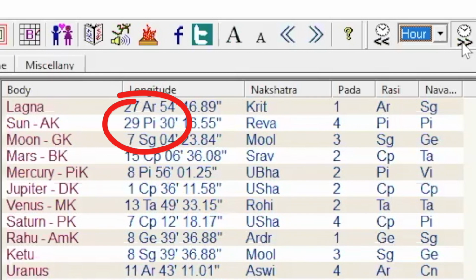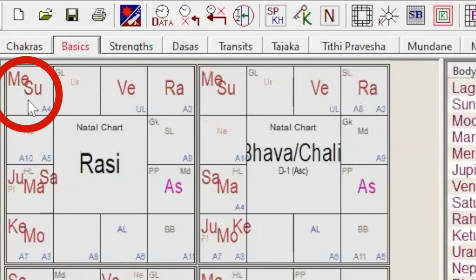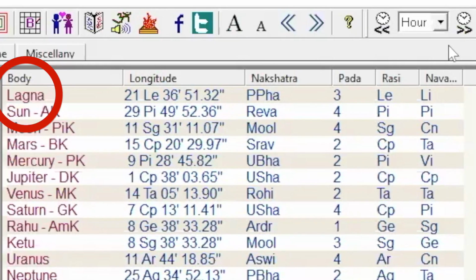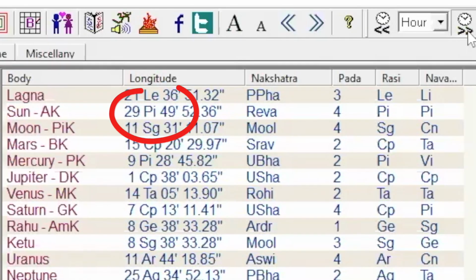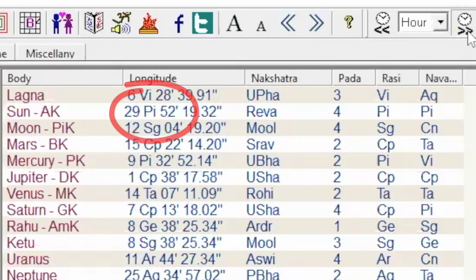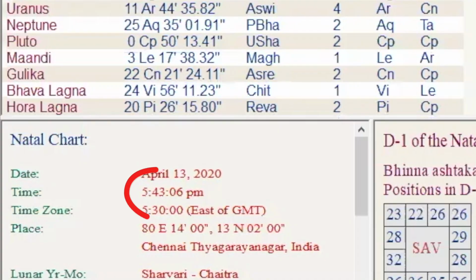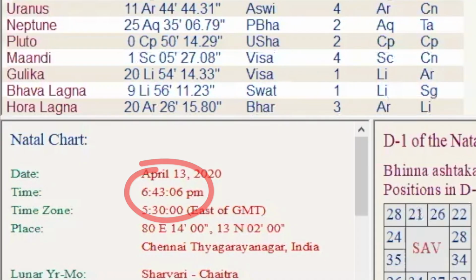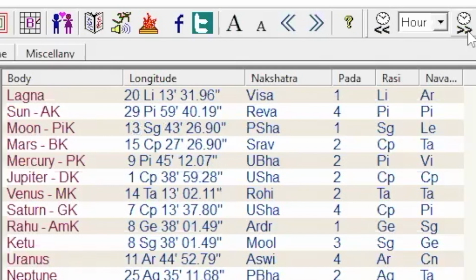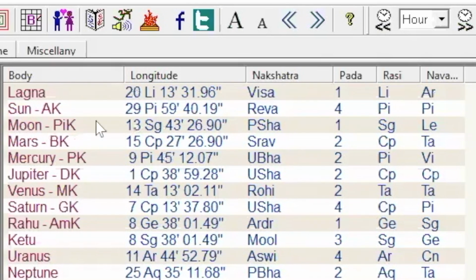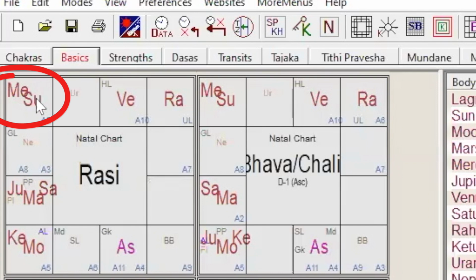You can click consecutively 3 or 4 times, because you can watch here that the sun is still in Pisces. Then let's increase it by 1. It's now 5:43 p.m. Just keep increasing it. You see here, the sun is at 29 degrees 59 minutes. It's about to make a change to 0. You can see here again the sun is in Meena Rashi.